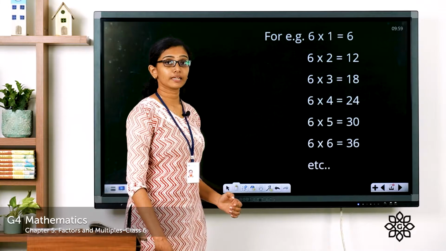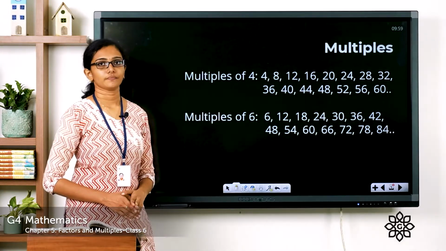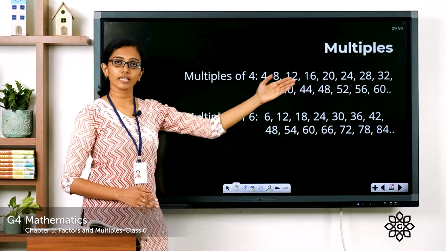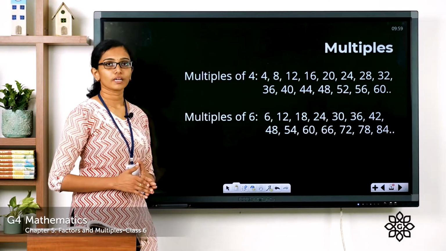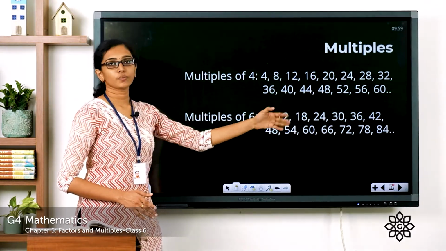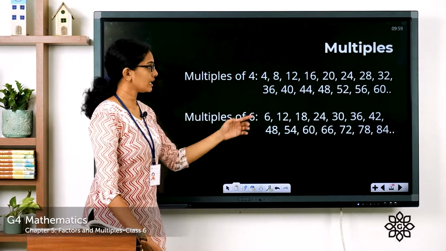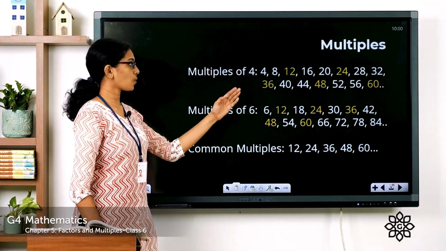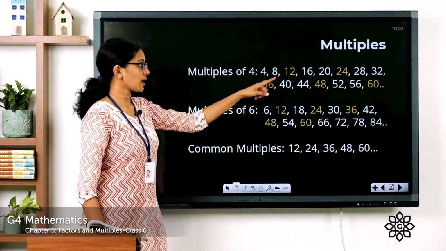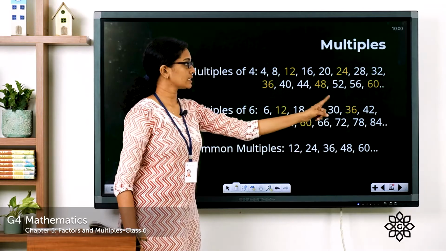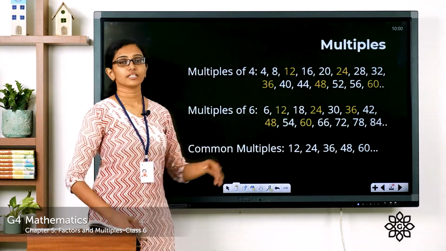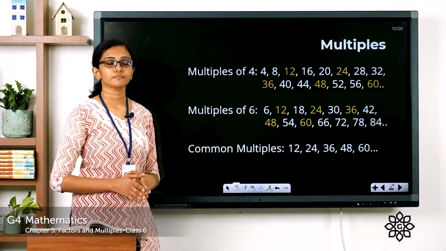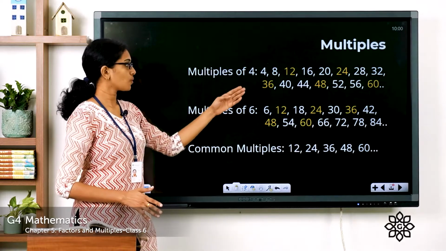Now let's have a look at the multiples of 4 and 6 once again. Here we have the multiples of 4: 4, 8, 12, 16 and so on. Here you have the multiples of 6 like 6, 12, 18, 24 and so on. And here, do you notice some multiples are common to both 4 and 6? The multiples such as 12, 24, 36, 48, 60, etc. are common multiples to both 4 and 6.